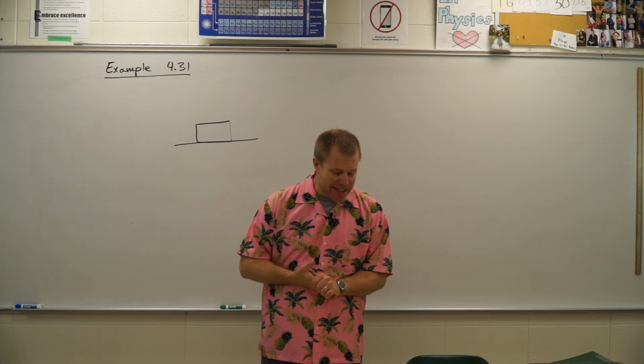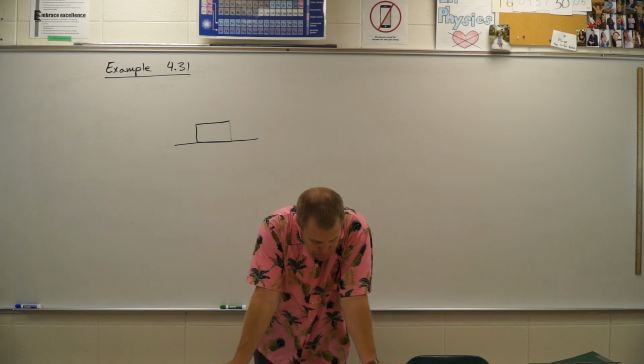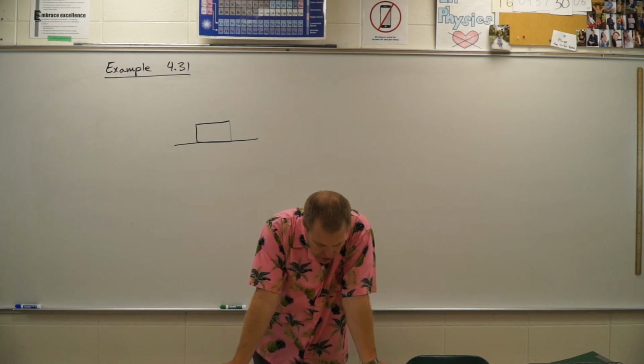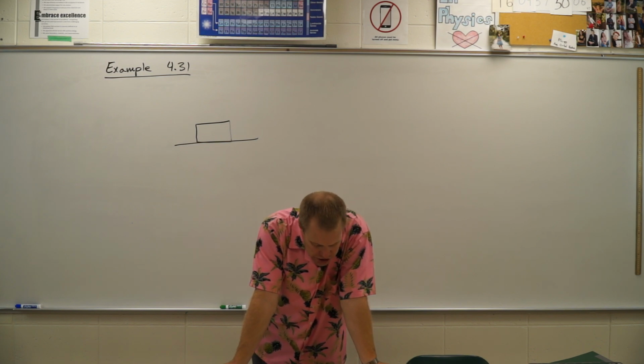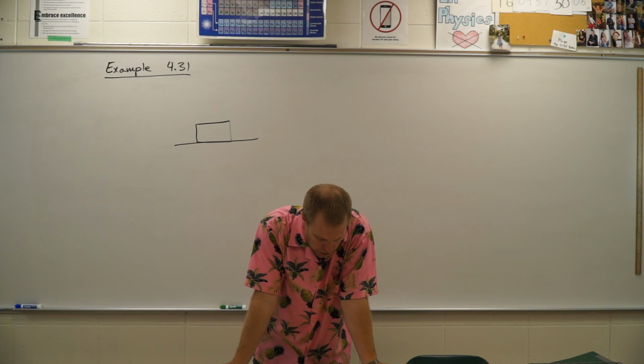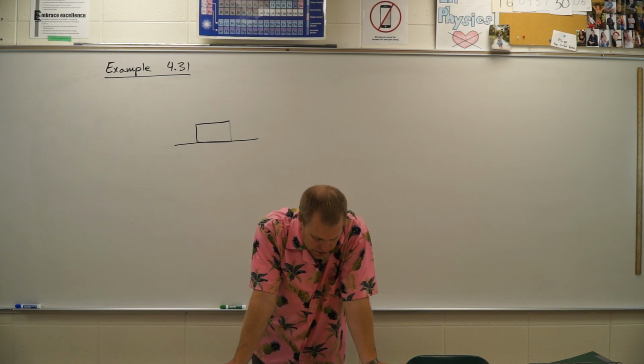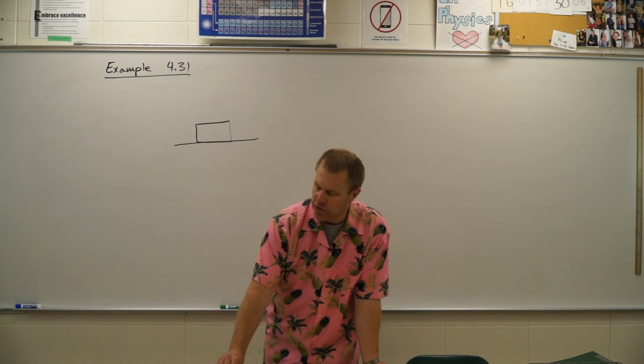Right, let's take a look at example 4.31. A chair of mass 12 kilograms is sitting on a horizontal floor. The floor is not frictionless. Okay, so there's friction. You push on the chair with a force of 40 newtons that is directed at an angle of 37 degrees below the horizontal, and the chair slides along the floor. Draw a clearly labeled free body diagram for the chair.